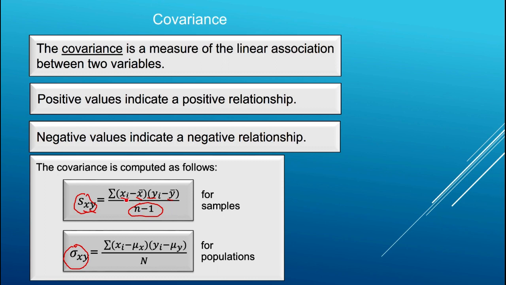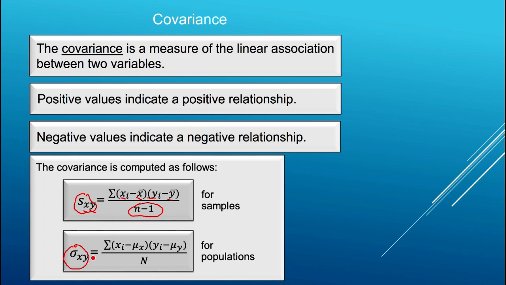If consistently, when x is greater than its mean, y tends to be greater than its mean, then the sum of the products of x and y are going to be positive, and we're going to divide that by n minus 1 and get a large positive number. If as x tends to vary above its mean, y tends to vary below its mean, then the product will be negative. We'll add up a large number of large negative values, and when we divide by n minus 1, we'll get a large negative value, and the covariance will be negative.